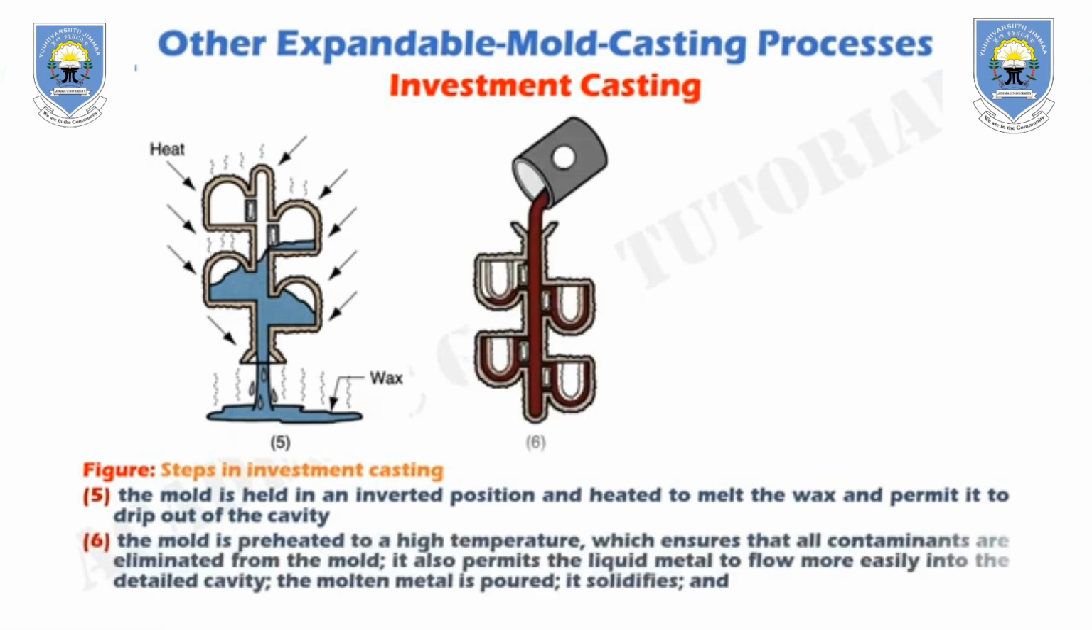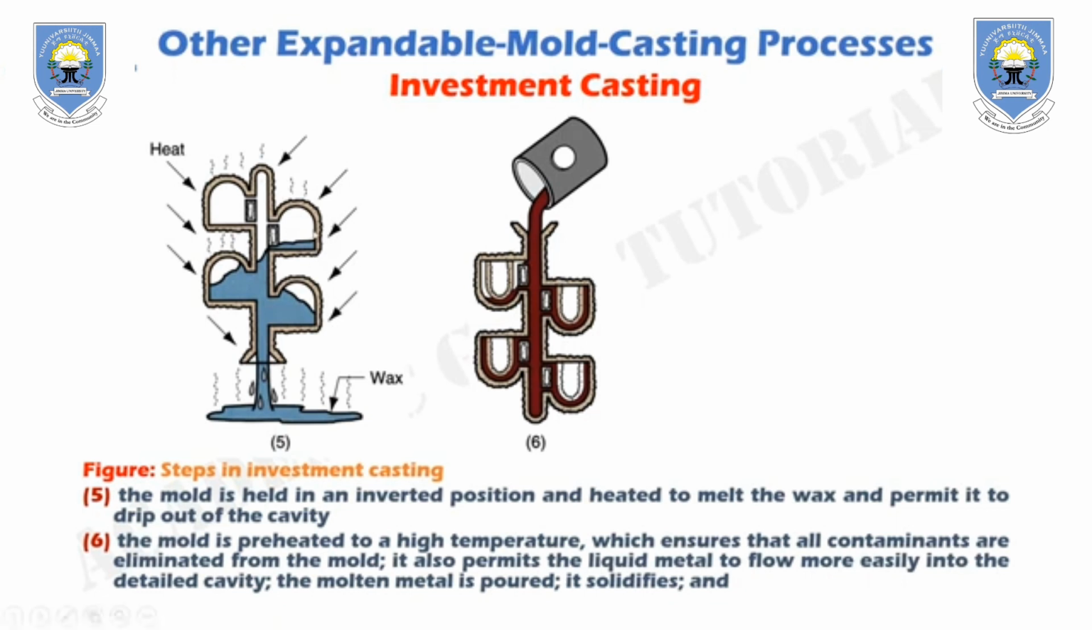Figure 6 shows the sixth step in investment casting process, where the mold is preheated to a high temperature, which ensures that all contaminants are eliminated from the mold. It also permits the liquid metal to flow more easily into the detailed cavity.